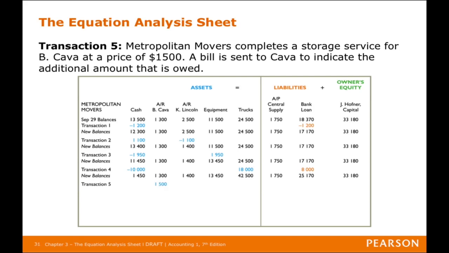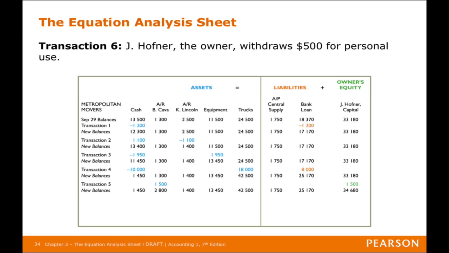In this case, no cash is changing hands, but B. Cava owes Metropolitan Movers $1,500, so we increase B. Cava's accounts receivable by that amount. Because Metropolitan Movers is getting money from this, we are able to increase owner's equity by $1,500. So they haven't received the cash yet, but they've added value to the company by providing this service. And again, we calculate the new balances and move on to the next transaction.